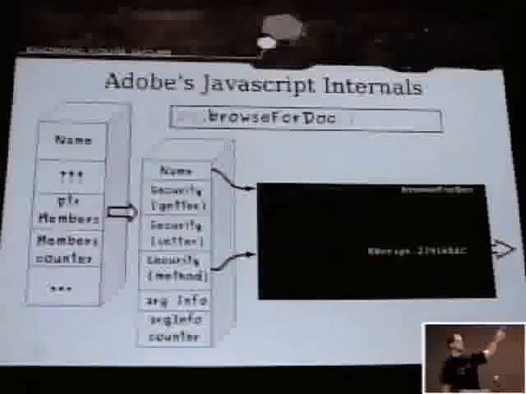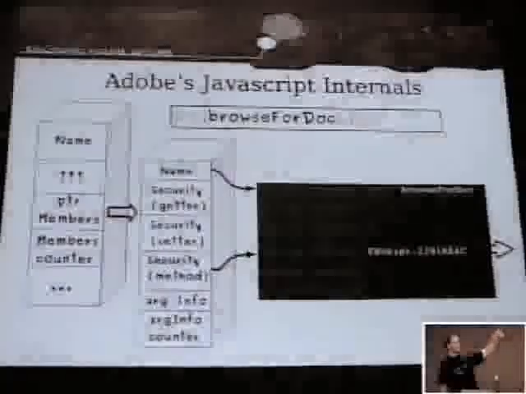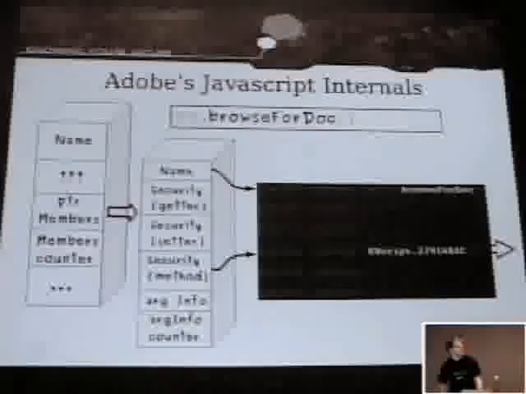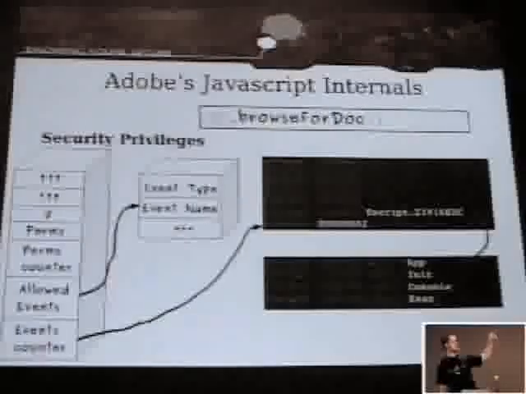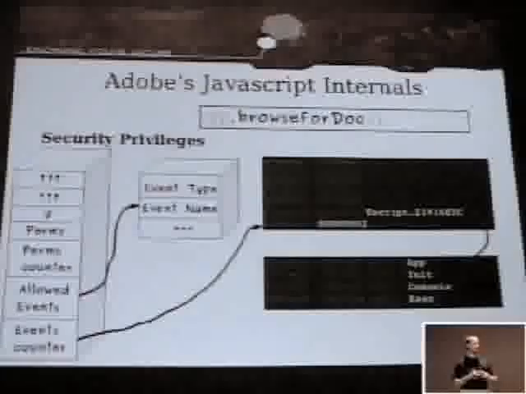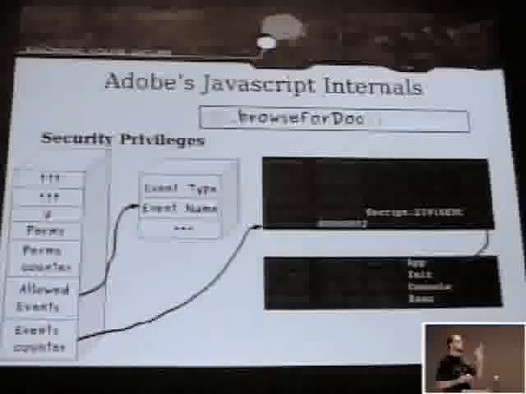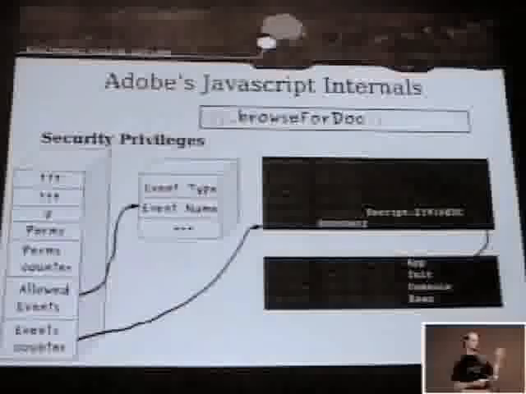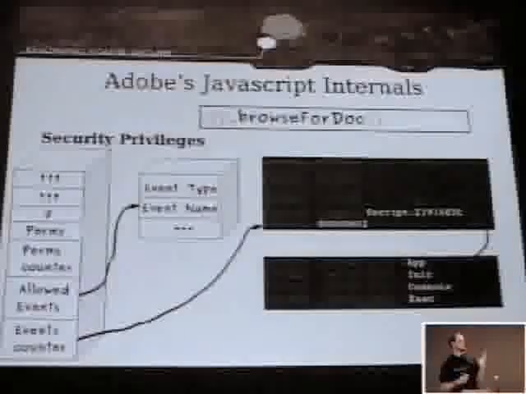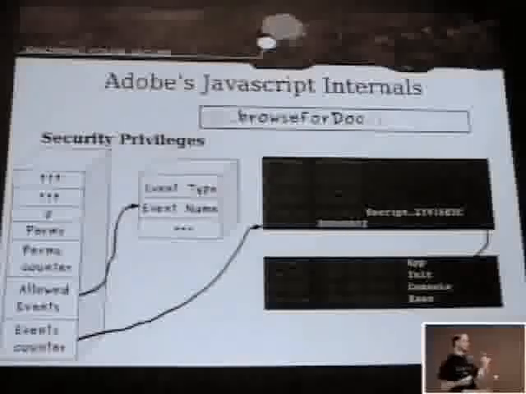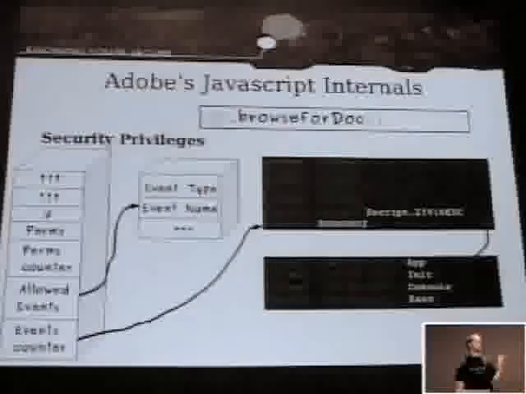I use a browseForDoc method as an example. You have the pointer to the method name, and you have a pointer to a security structure that we see now. This security privileges structure sets the allowed events, where you can execute this method. In this case, the browseForDoc method, you can execute it only in the application initialization and console execution events. So if you try to execute this restricted method inside, at least, a document open, it's not going to work.